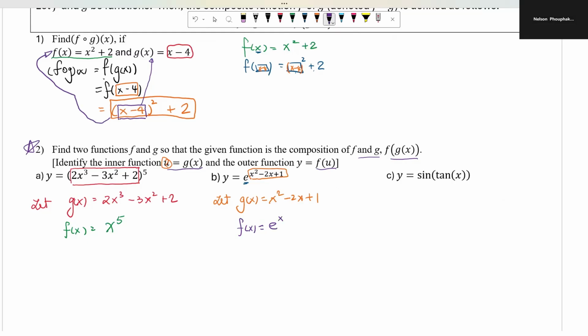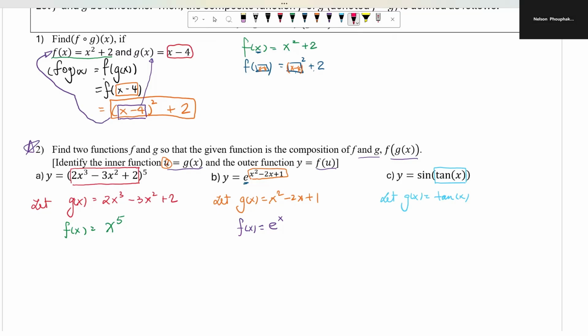Similarly, if I have y equal to sine of tangent of x, then you will see that the inner function is tangent of x. So I let g of x equal tangent of x.